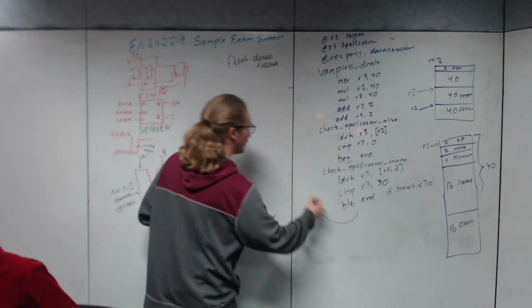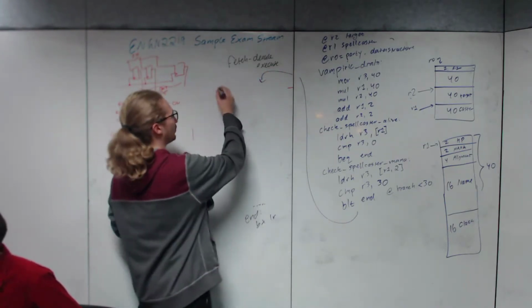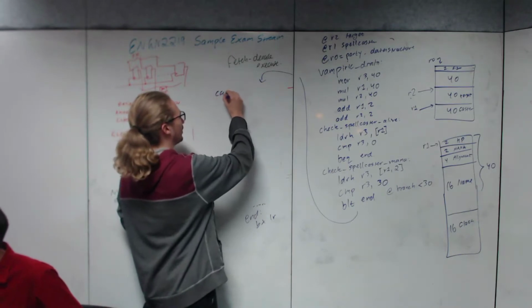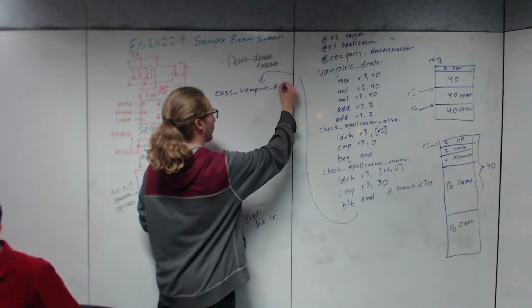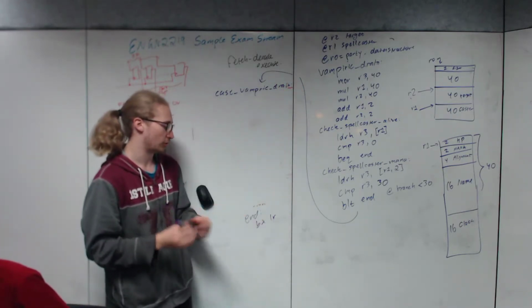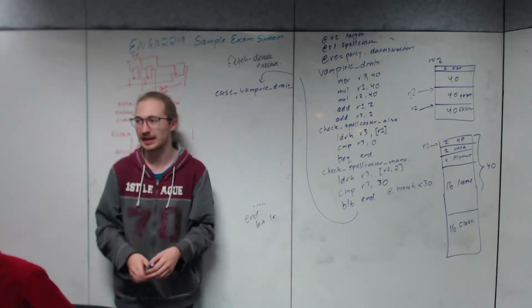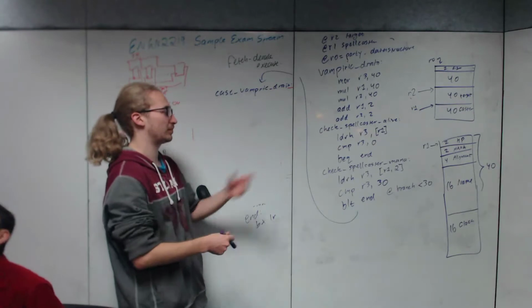So this sort of continues. Like this continues up here. And this will be, I guess, cast vampiric drain. And so far, I haven't actually used any of these labels to branch to apart from end. The labels are just sort of helping me keep track of what's going on, make the code a bit more readable. They're not mandatory, but they help me, right?